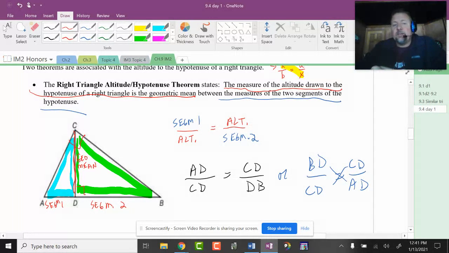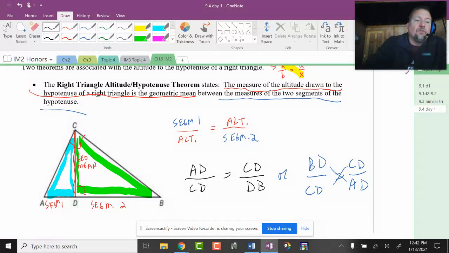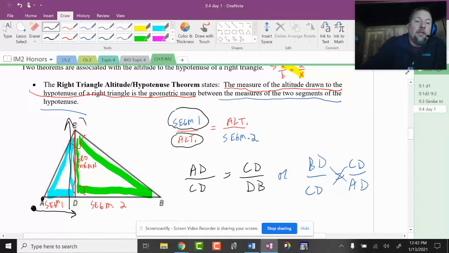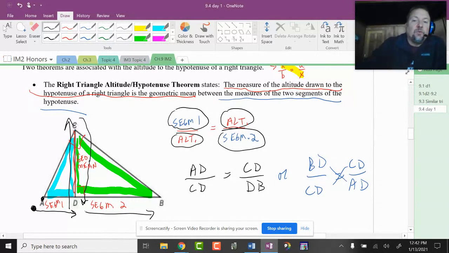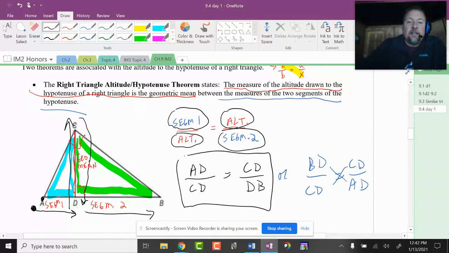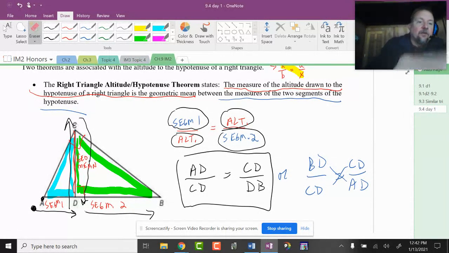Okay, and this is what I told my students on this. This is how this can work as a cheat. So what we can do when we're dealing with the altitude in this question, we could start on either side. We could start at this vertex, go this way, segment 1 over altitude equals, back down, lost my pen for some reason, altitude over segment 2. And that's what this represents in the segments that are listed there.